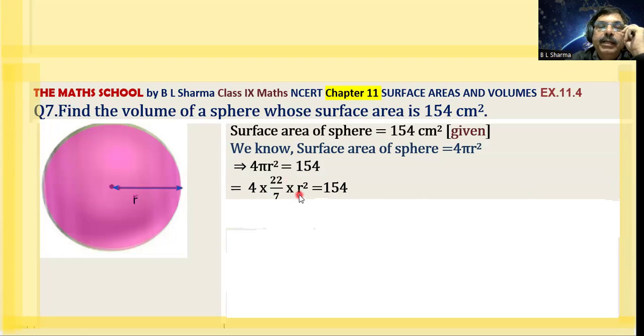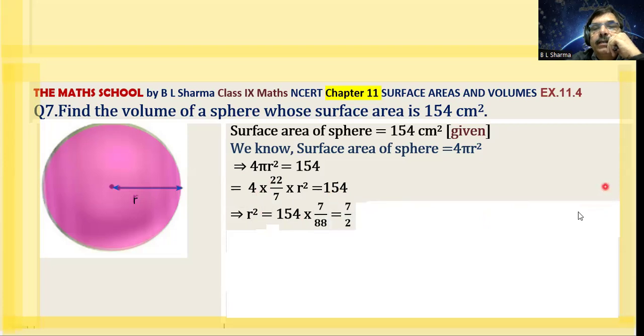Keep r square on the left, and transpose all the other terms to the right hand side. Then you can also do it. So on transposing, r square is 154 into 7 divided by 88, because 22 times 4 is 88 on cross multiplication. This can further be simplified. 7 by 2 into 7 by 2.